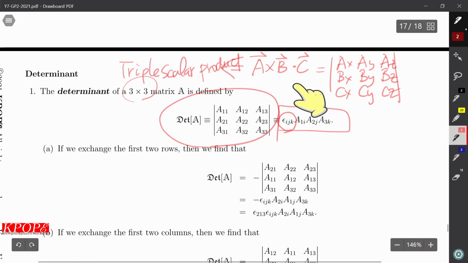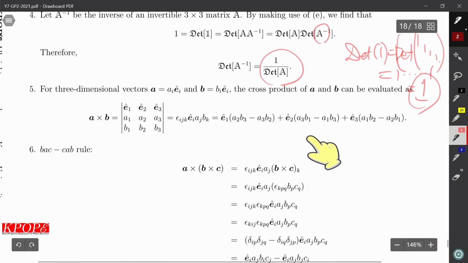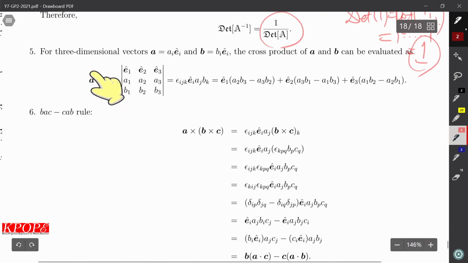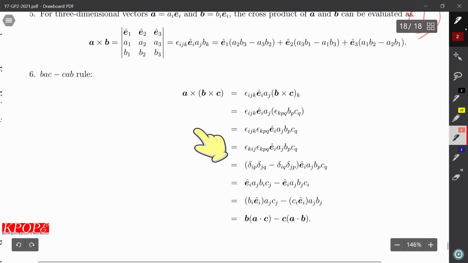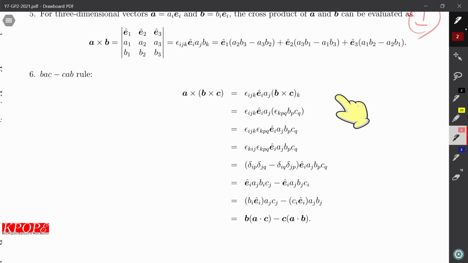Triple scalar product was expressed in terms of the determinant of a square matrix whose rows, either rows or columns, are the components of the three vectors. That can also be used for computing the cross product of two vectors by replacing the first row with the unit vectors. The Levi-Civita tensor calculation can be applied to derive the BAC-CAB rule that is very useful in physics calculation as well as in mathematics calculation.